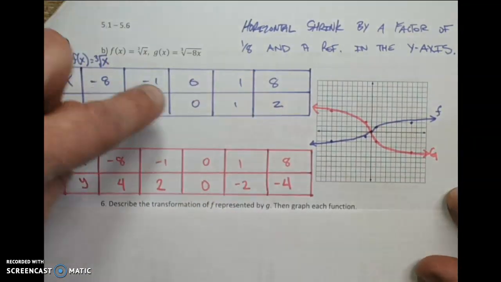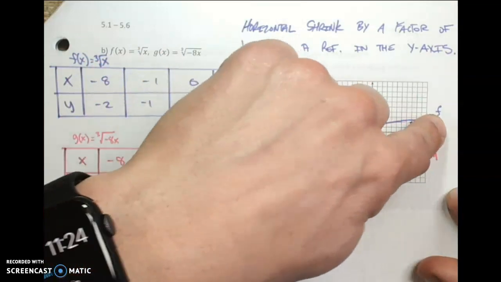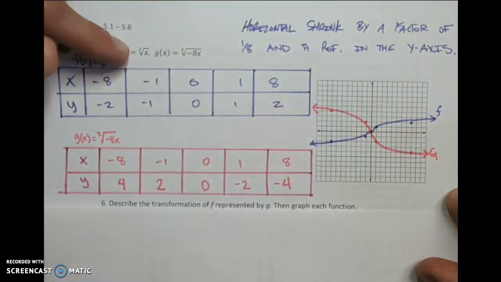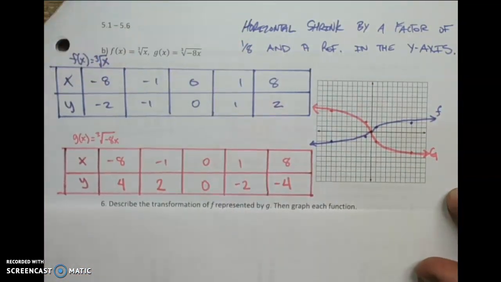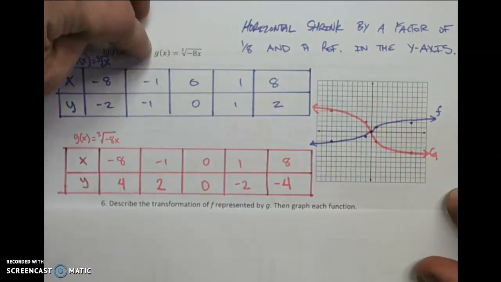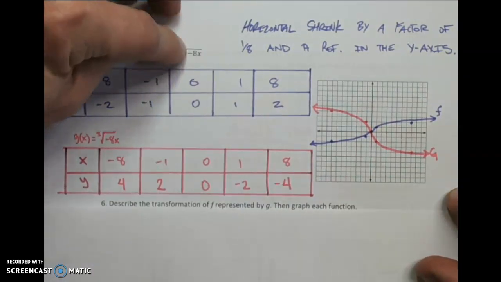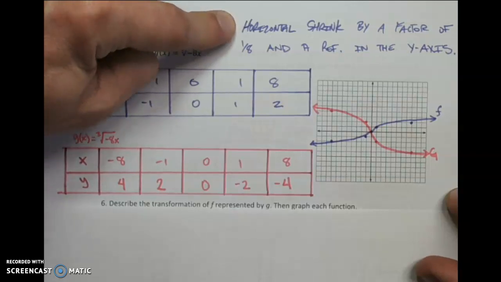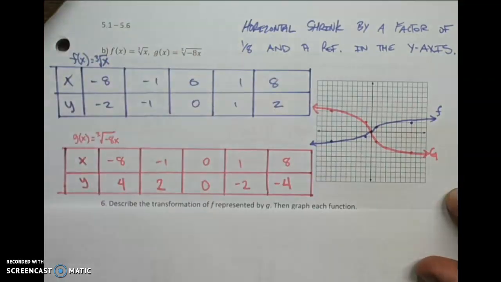And then this time when I drew my line, it looks like the normal S. There wasn't a negative out in front, right? So it was no reflection over the x-axis. Then, after that, I can now look at my transformation, g of x equals the cube root of -8x, which is a horizontal shrink by a factor of 1/8 and a reflection in your y-axis.